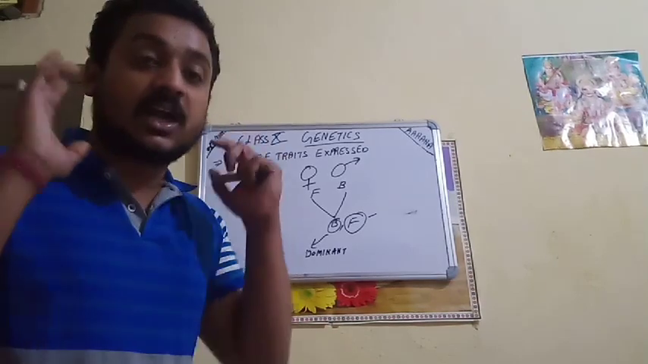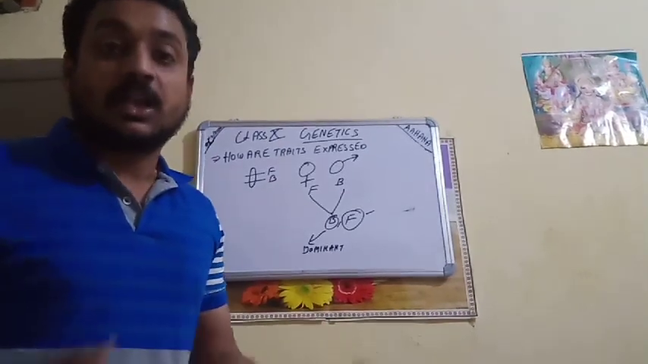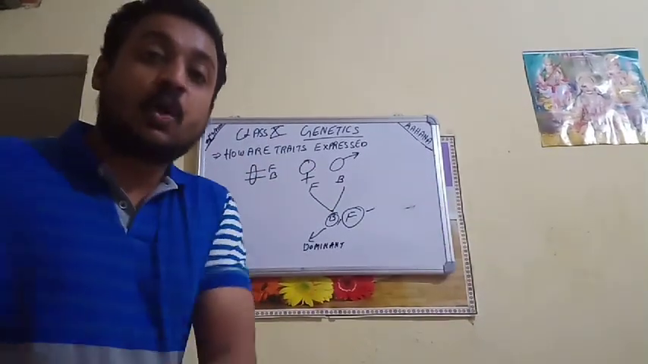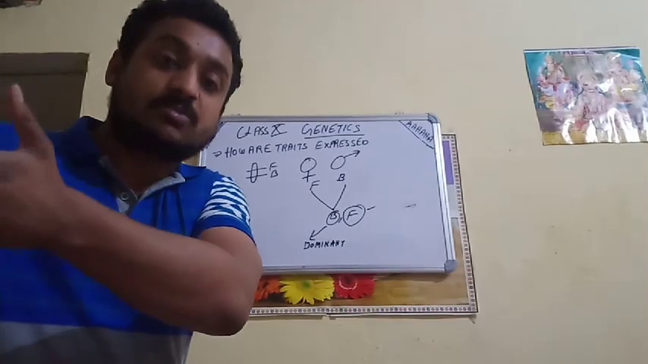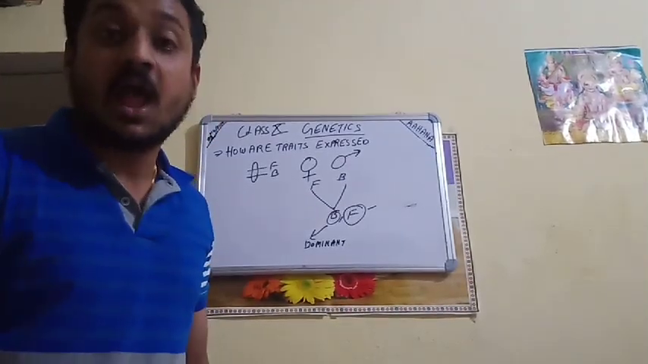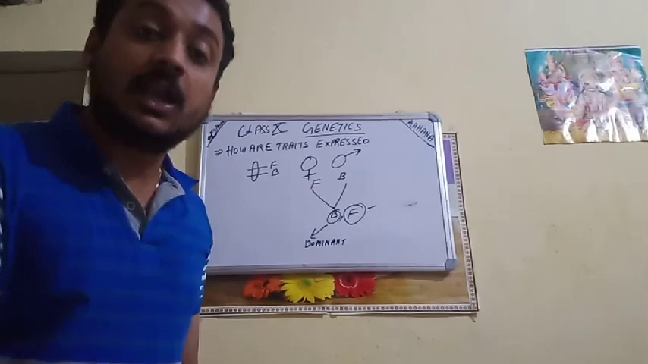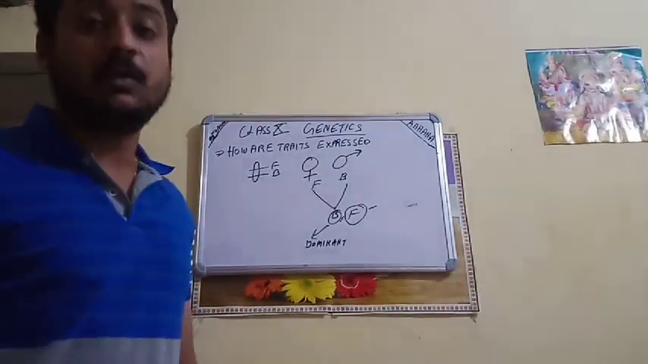Let's say for the curly and the straight hair. The curly hair genes from the father will go, and the straight hair genes from the mother will also go to the child. Out of that, if the curly hair is dominant, the child will get the curly hair.